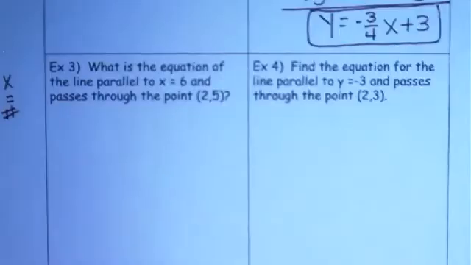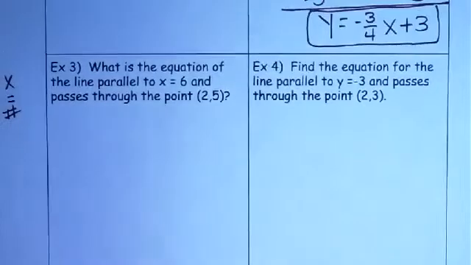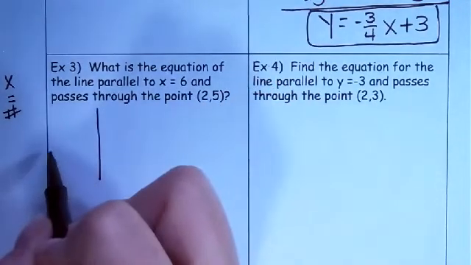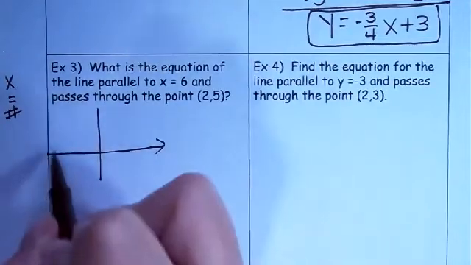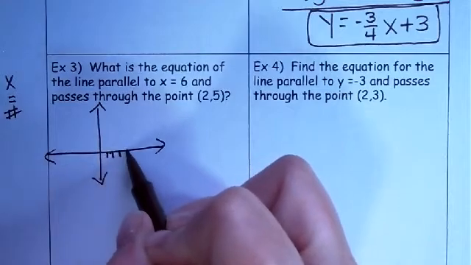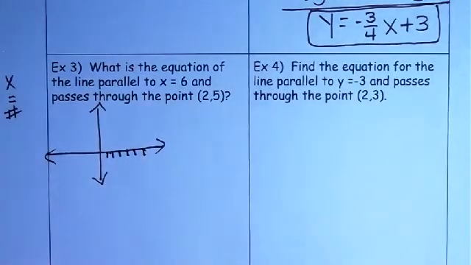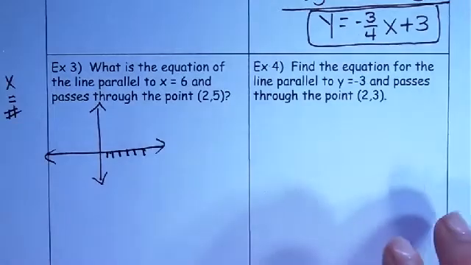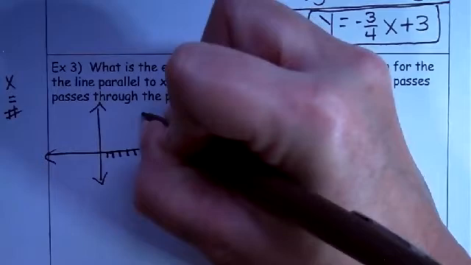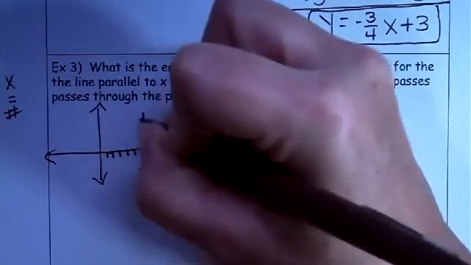Okay, so let's go right here and look. In example 3, what is the equation of the line parallel to x equals 6 and passes through the point 2, 5? Well, let's just visually think about what's happening here for a second. Got my axis. 1, 2, 3, 4, 5, 6. So the first one says x is equal to 6. Well, we know from HOVE's that x equals anything is going to be a vertical line.